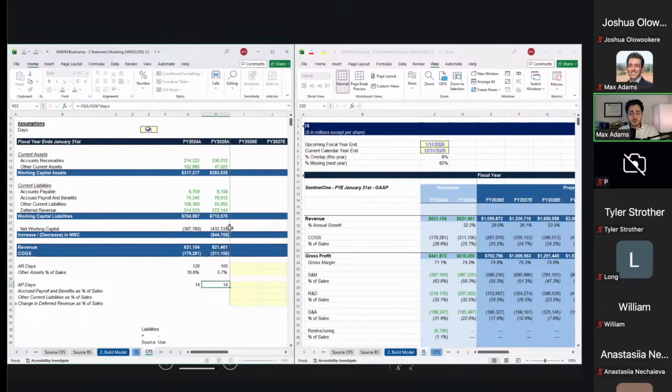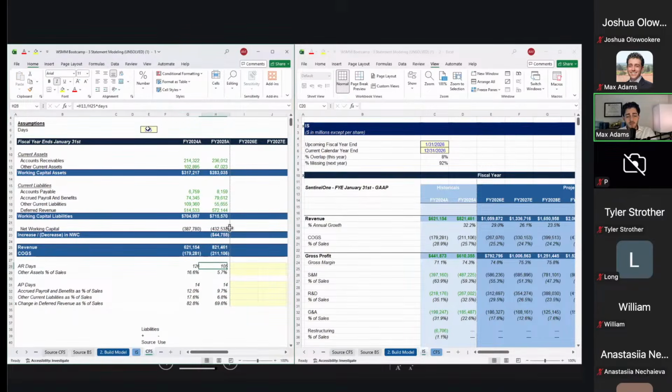Now, next up, what we're going to do is the accrued payroll, other current liabilities, and change in deferred revenue. These are all going to be done just as a percentage of sales. If we wanted to be a little bit more precise about it, we'd probably do the deferred revenue one as a percentage of change in sales, for a reason I won't get into right now. But to make it super simple, we're just going to forecast all of this as a percentage of sales.